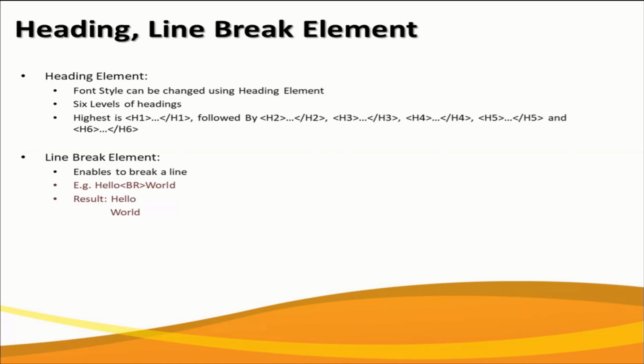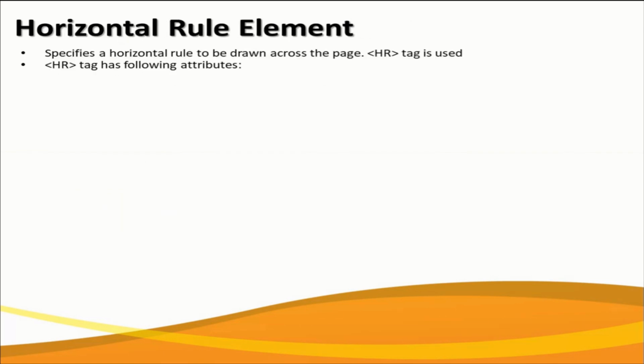The BR tag, which is an empty element used to give a line break, we discussed in the last video in the empty element section. If you want to add a horizontal line to your web page, then use the HR tag. It is also an empty element. It has some attributes like the following.